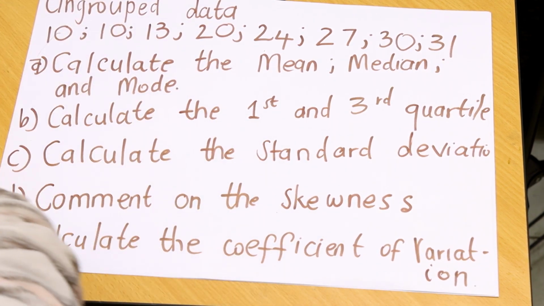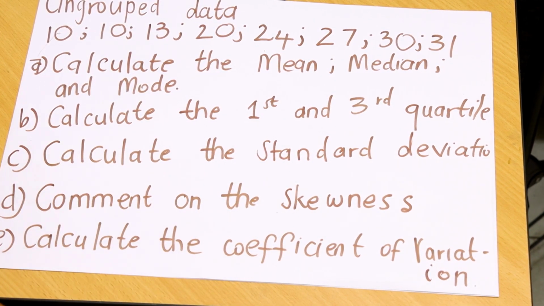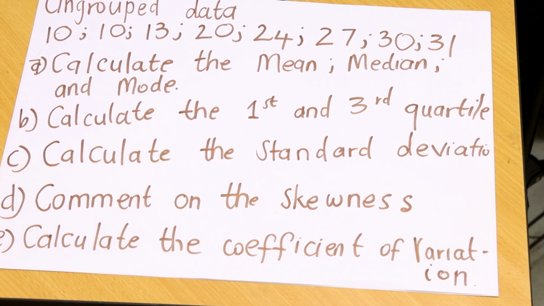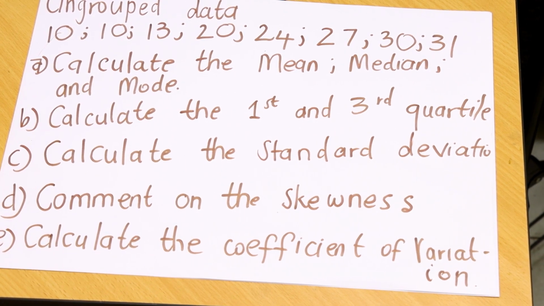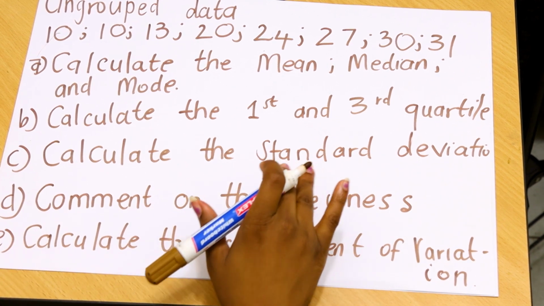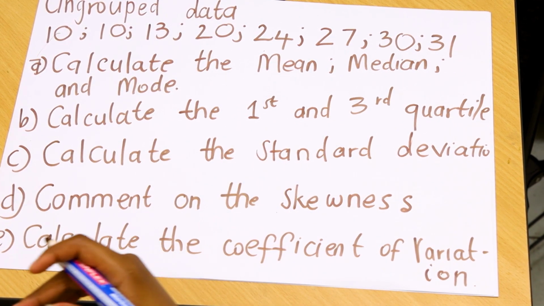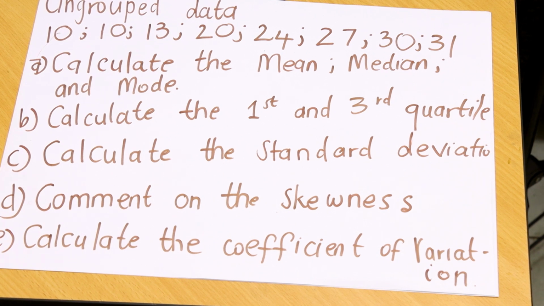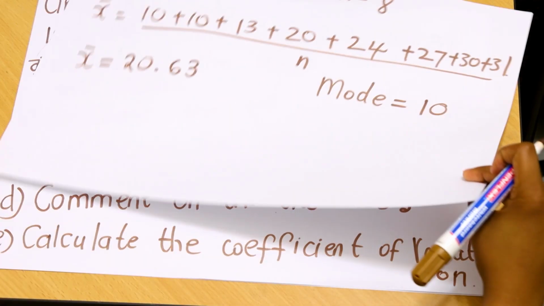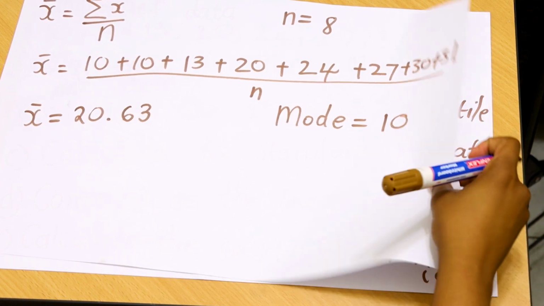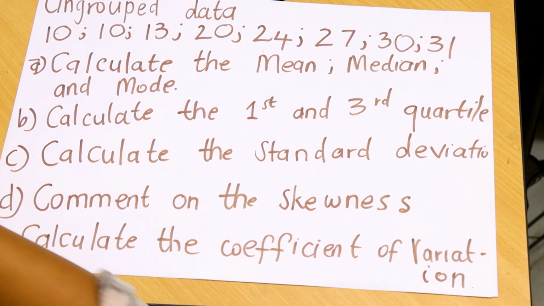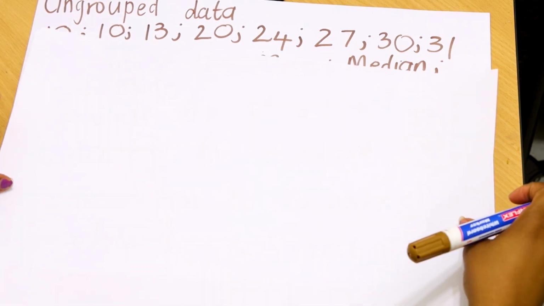And then the next question wants you to calculate the standard deviation. So in the question of standard deviation, in such a case, it would be 3 marks because they know you've already calculated the mean from above. From our first calculation, we found that the mean is 20.63. So let's proceed to calculate the standard deviation.